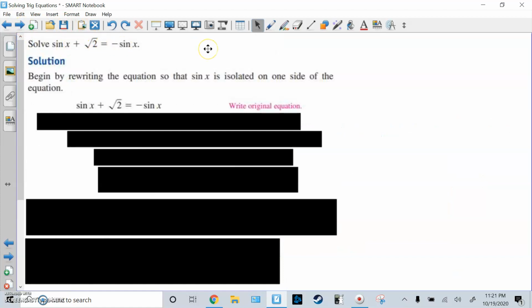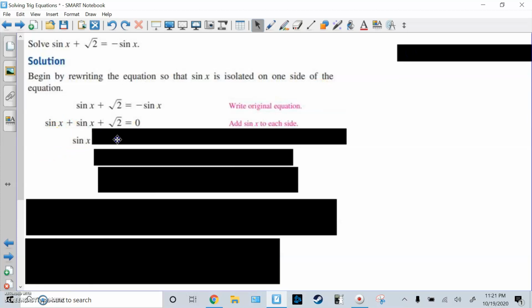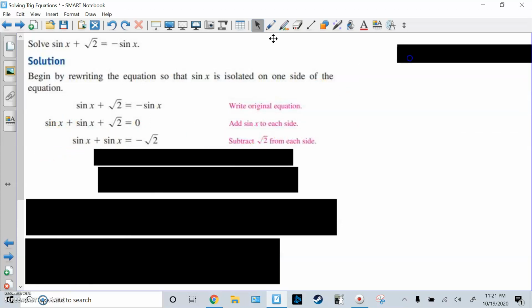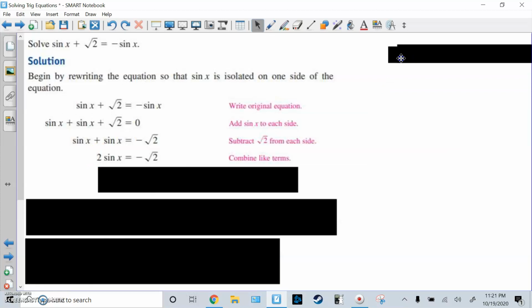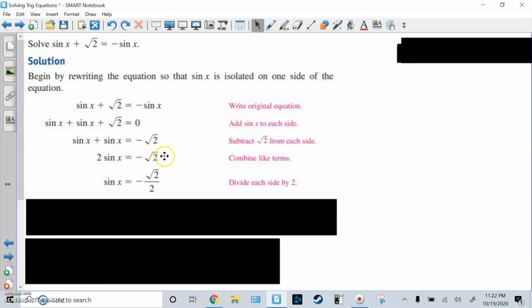So here's the problem. Solve sine of x plus root 2 equals negative sine of x. So one, you move the sine x over by adding it. Then here I'd combine like terms, but they chose to subtract the root 2. That's okay. Then they chose to combine like terms, and then you divide by 2. So no matter what, you should have got here. However you do it, you solve for sine of x. Then you think, where on the unit circle is sine x negative root 2 over 2?